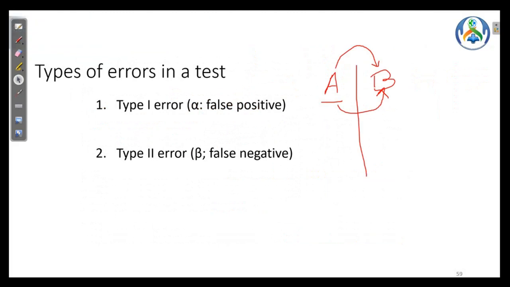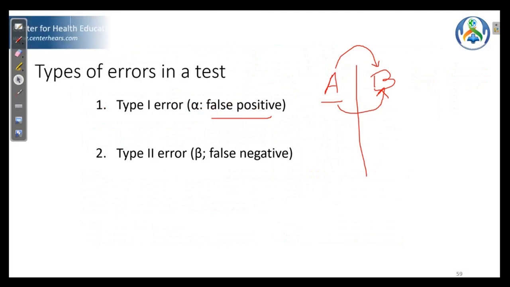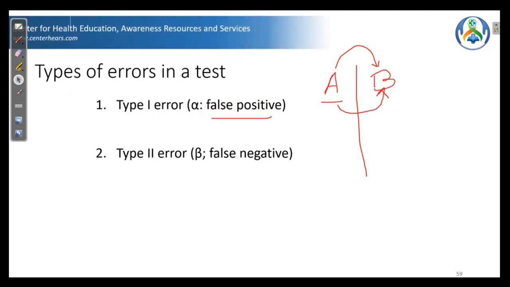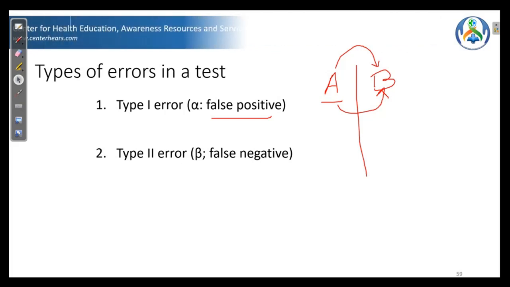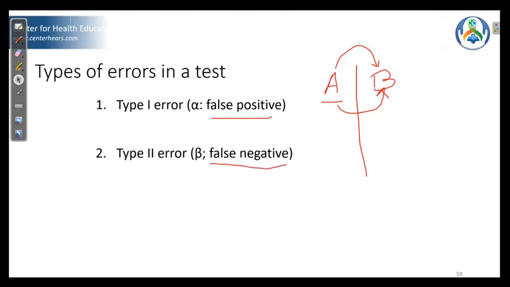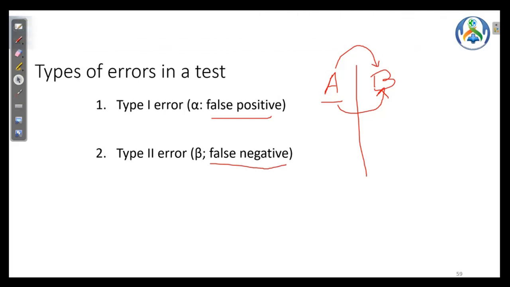In type 1 error, there is a false positive, which means there is no difference, but still I am getting a difference, right? In type 2 error, there is a false negative, which means there is a difference, but I'm not getting the difference.